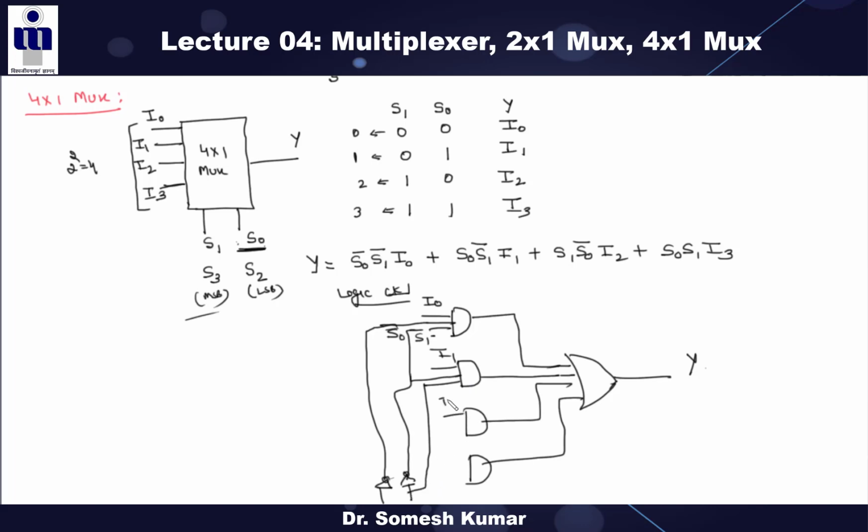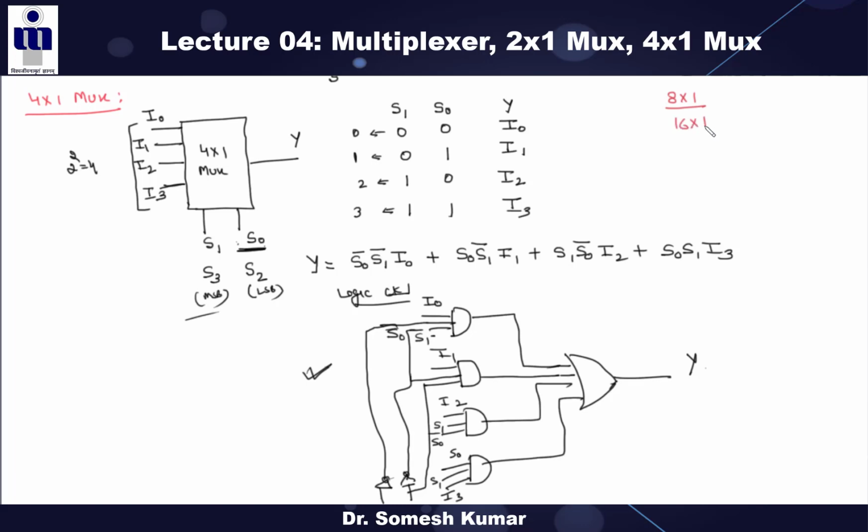Similarly, here the I2 will come and S1 will come. So from here, you can write S1 and here S naught bar. Similarly here S naught, S1 and I3, right? So this is your internal circuit for the 4:1 Mux, right? Clear? So in a similar way, you can design the higher order mux, 8:1 mux, 16 into 1 mux.